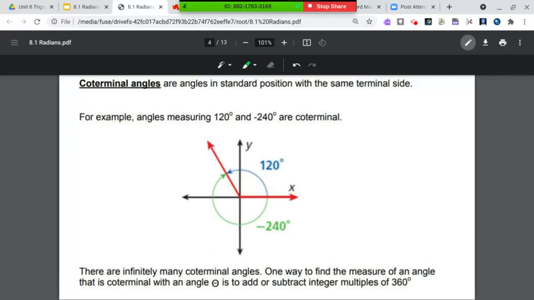So if I drew in the coordinate plane 120 degrees like is shown, and then if I drew negative 240, they would stop at the same exact point. That's what coterminals are. Coterminal. Co means with, terminal is end, so they end at the same spot.